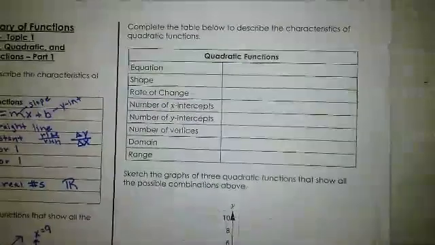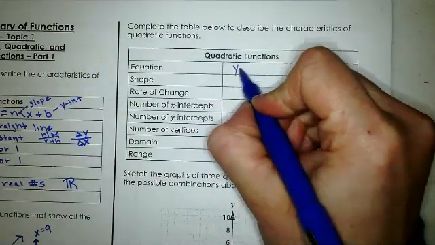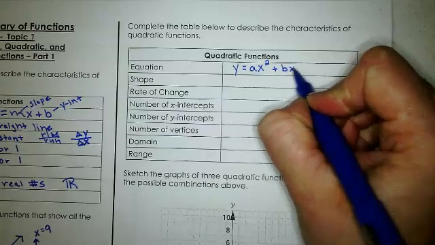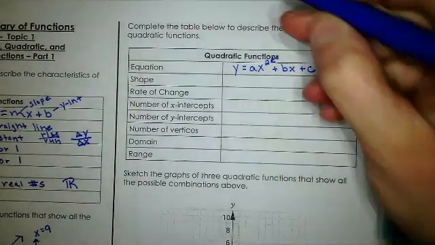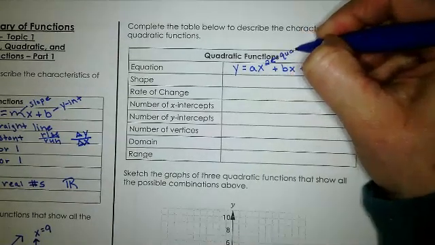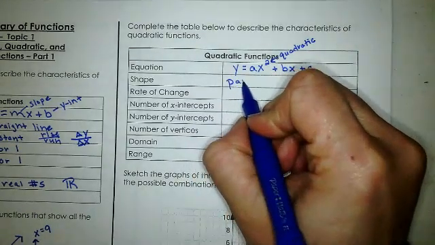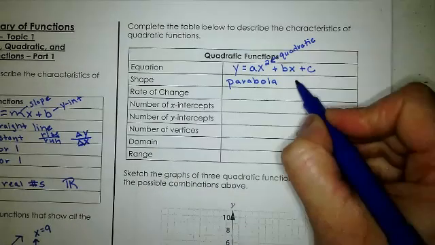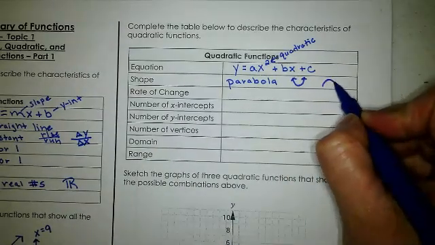Quadratic function. The standard form for a quadratic function is y equals ax squared plus bx plus c. So the squaring, or the second power, is what makes this a quadratic. The shape for a quadratic is a parabola. This is a U-shaped graph. They can open up or they can open down.